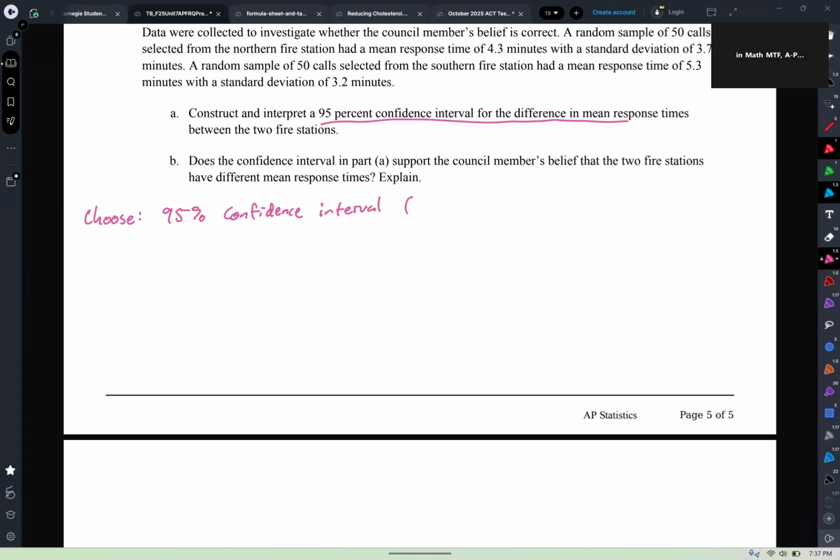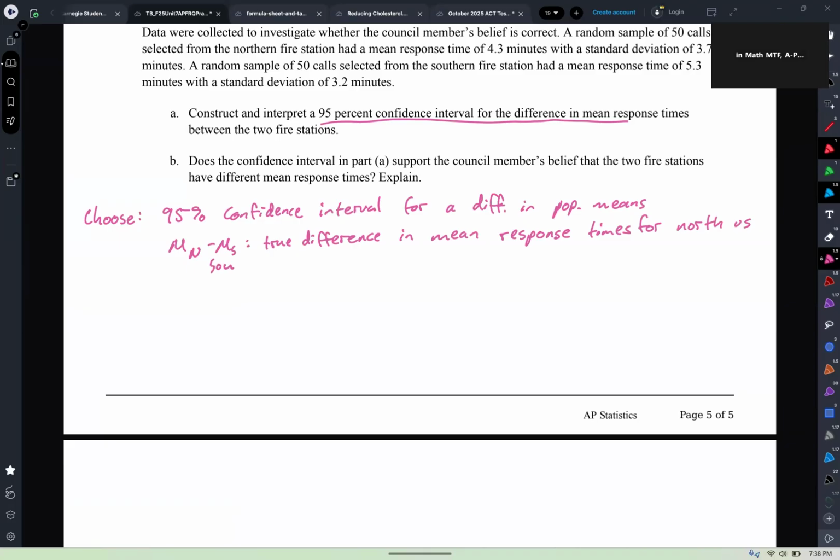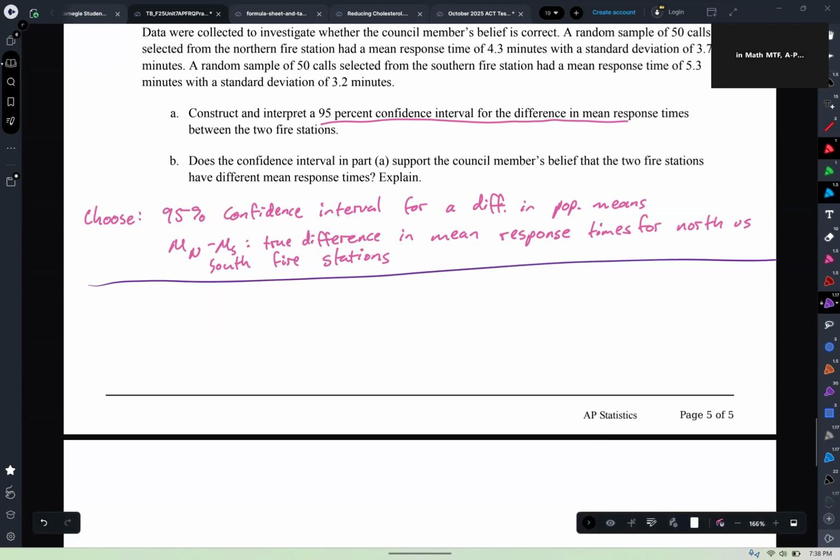Interval for a difference in population means. Notice I'm referring to population there. And so it's going to be mu sub n minus mu sub s is the true difference in mean response times for north versus south fire stations. Okay, got confidence level. I've got parameter. I think that's it. Maybe I'll remember something later that I'm forgetting. Check.